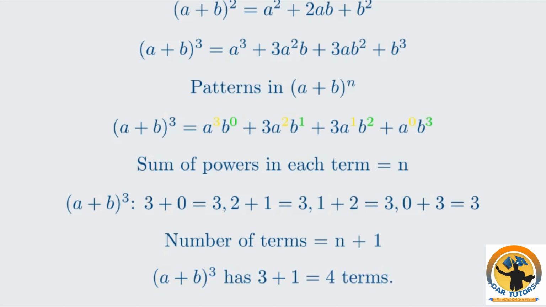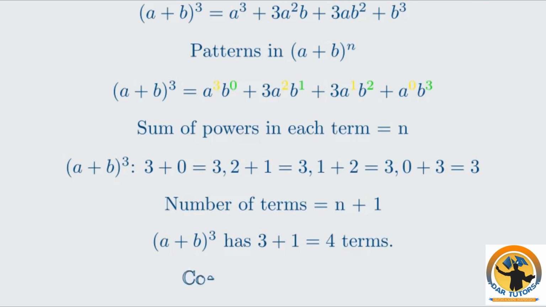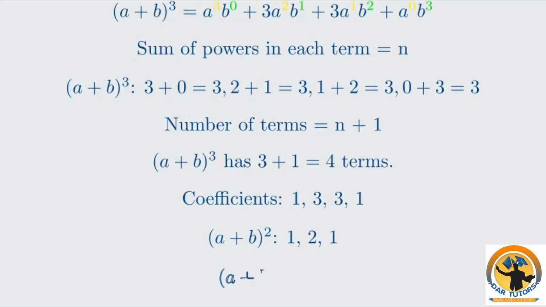Finally, let's look at the coefficients. For (a + b) cubed, the coefficients are 1, 3, 3, 1. For (a + b) squared, they are 1, 2, 1. And for (a + b), they are 1, 1. These coefficients form a famous pattern known as Pascal's triangle, which we will explore next.